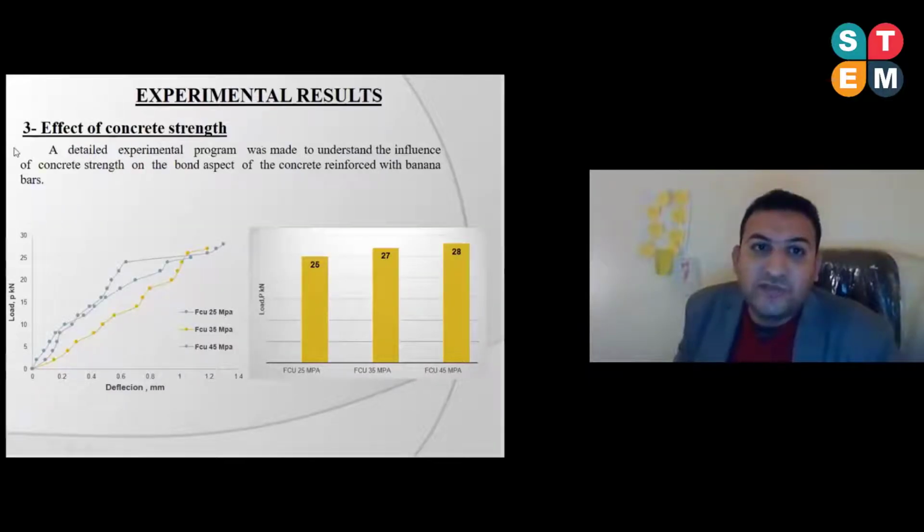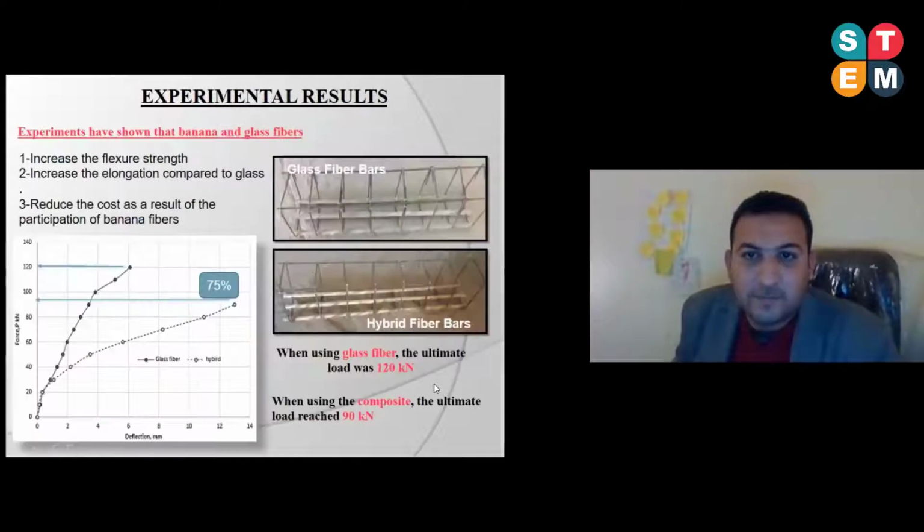When we use different grades of concrete, the grade has a big influence on the behavior of the concrete, such as 25, 35, and 45 megapascal.